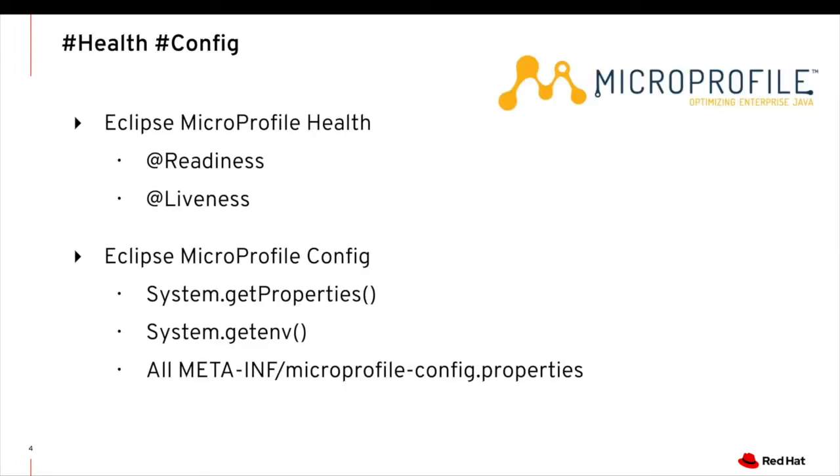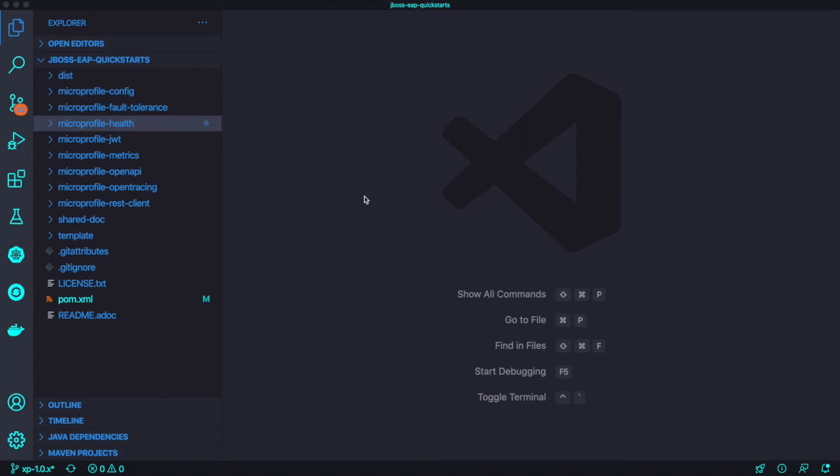So with MicroProfile health and config, you can set up readiness and liveness health checks, and also you can retrieve some system environment variables or property file specific configuration using the MicroProfile Config implementation and specification.